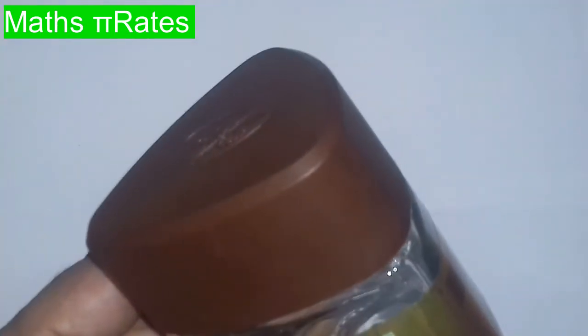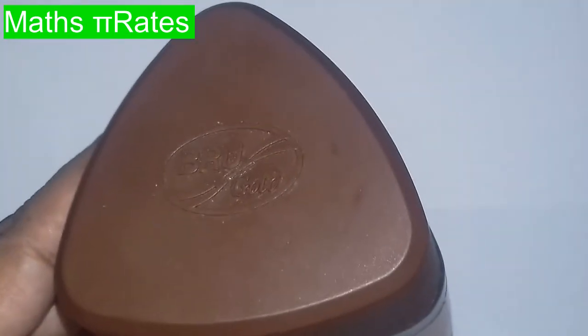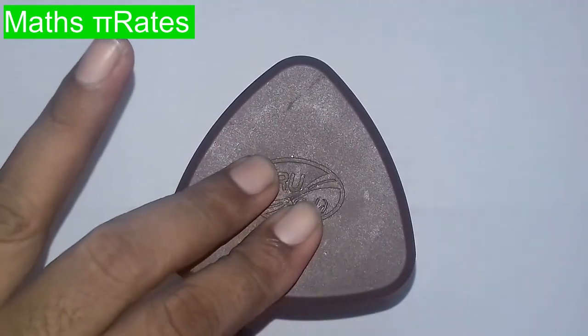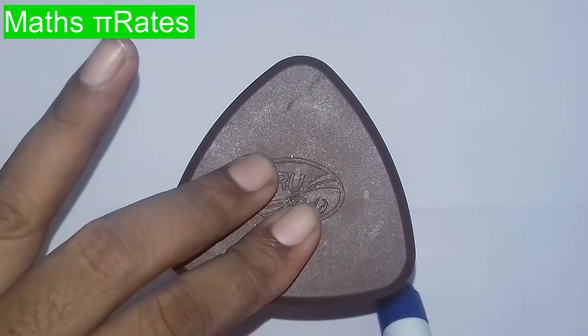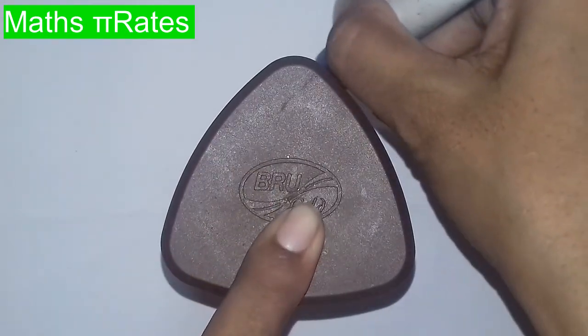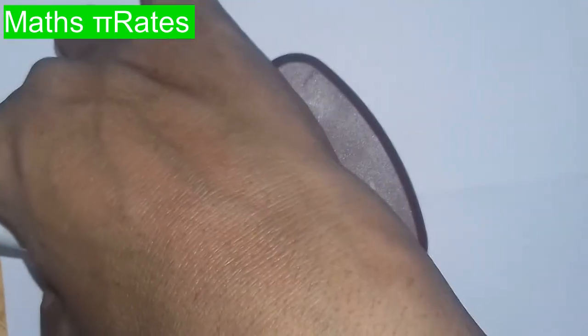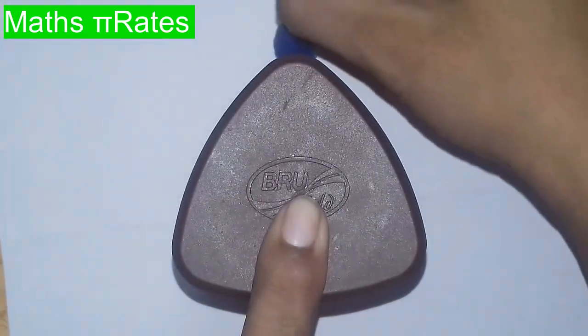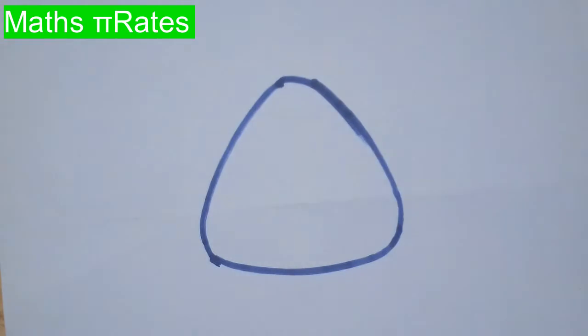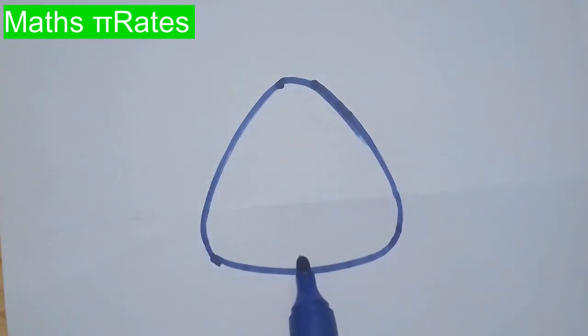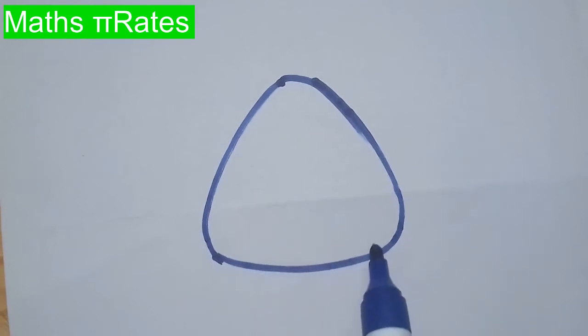This is also another bottle. Now we will trace it. It is having a triangular shape. After tracing this bottle, we will get this shape and it is made up of curved lines.